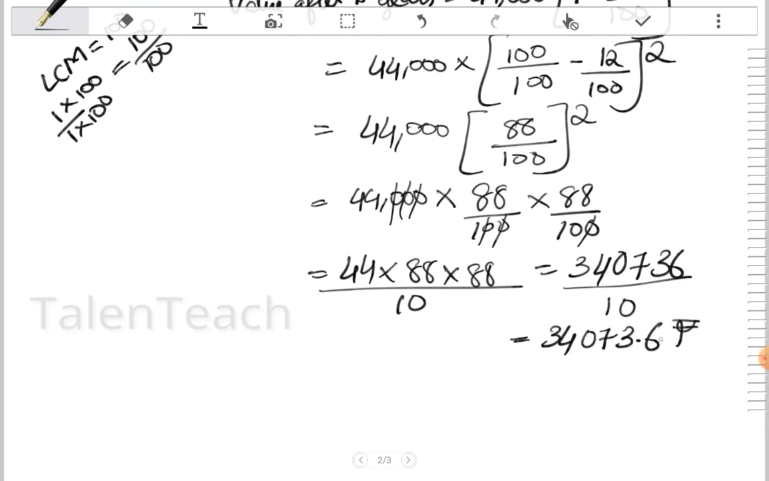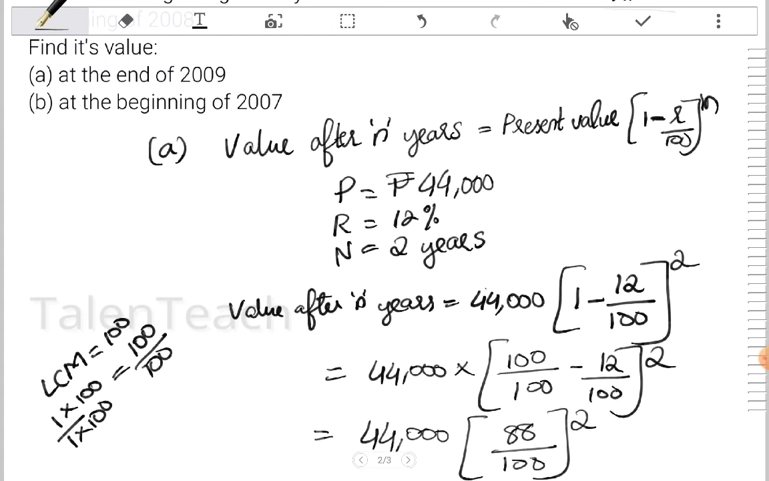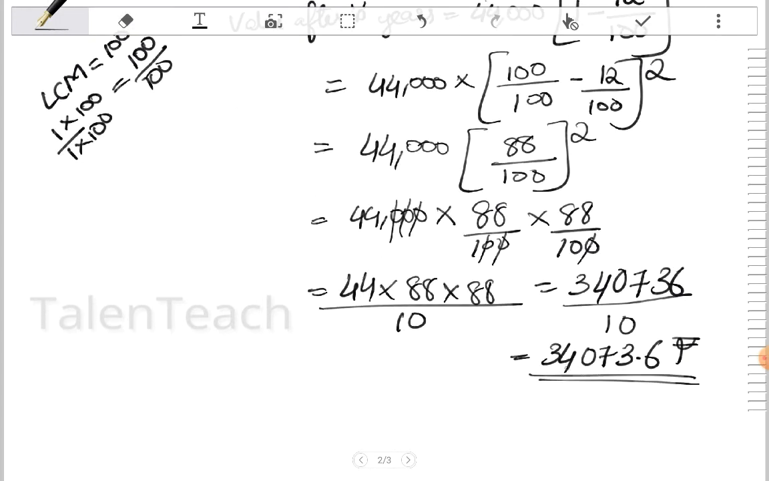34,073.6 rupees. So the value or the cost of the machine at the end of 2009 is equal to 34,073.6 rupees.